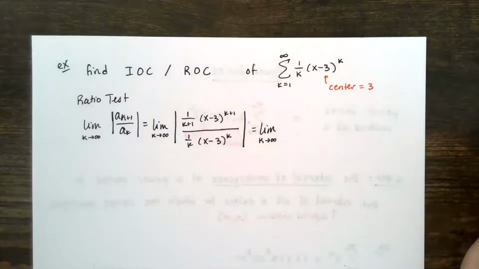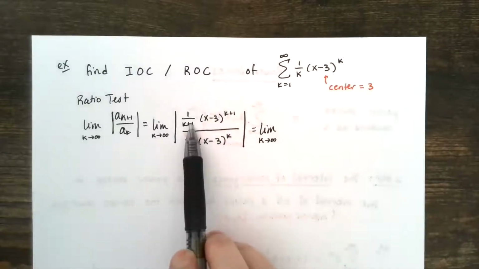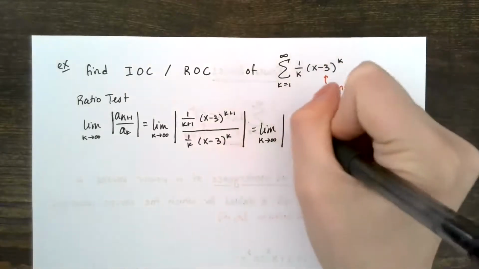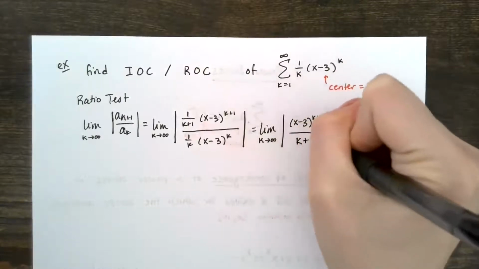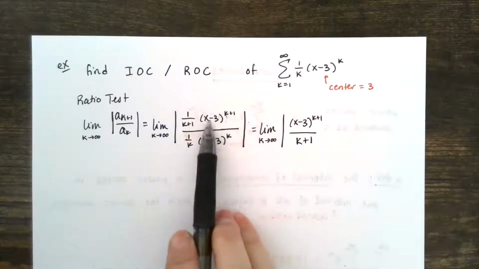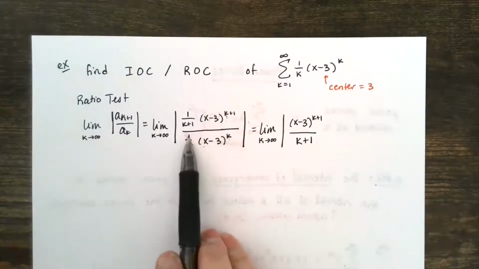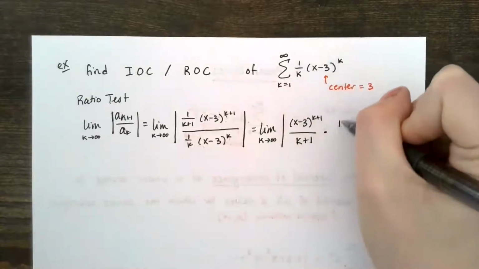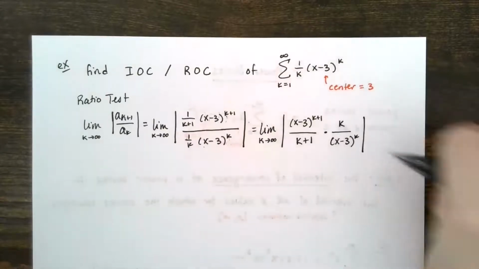So to try to simplify this, what I'll do is think of this top as x minus 3 to the stuff over k plus 1. x minus 3 to the k plus 1 over k plus 1. That's my numerator. I just put this as the top of the fraction. And then same thing here. If I have x minus 3 to the k as this numerator, and then I multiply by the reciprocal, I get that.